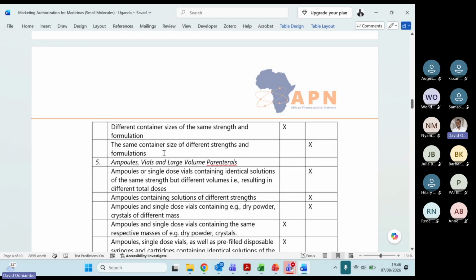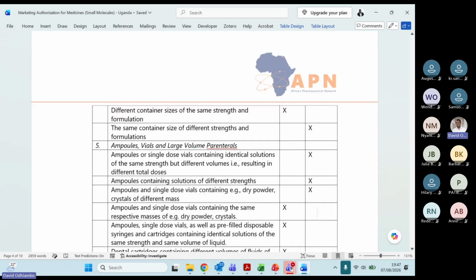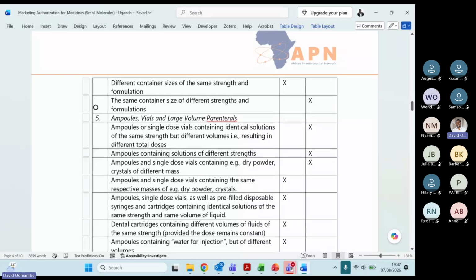Then when you have the same container size but different strength, and I normally look at this from the sense of a product like these antibiotics, normally amoxiclav, the syrup or the powder suspension for administration is indicating it is 125 milligrams per ml. Then the other one will be the same size, but it is now 250 milligrams per ml, denoting that you have a higher concentration of the antibiotic in that formulation. Those are considered different ones.